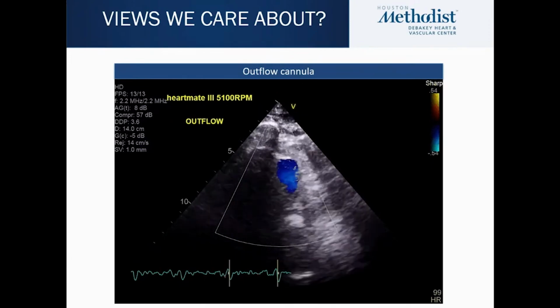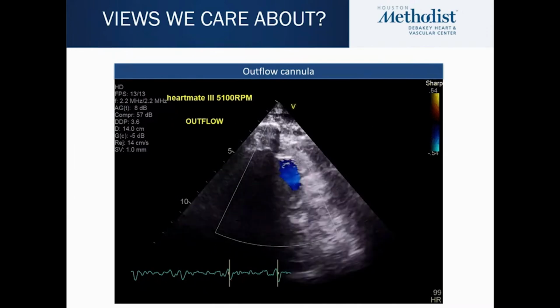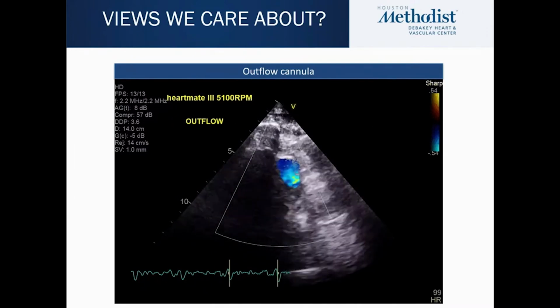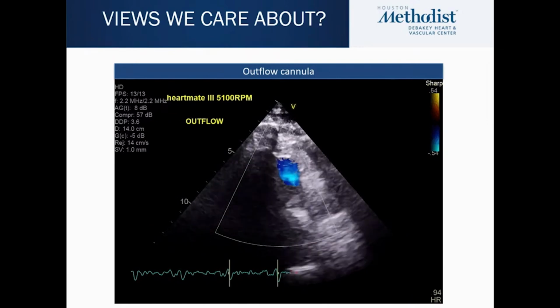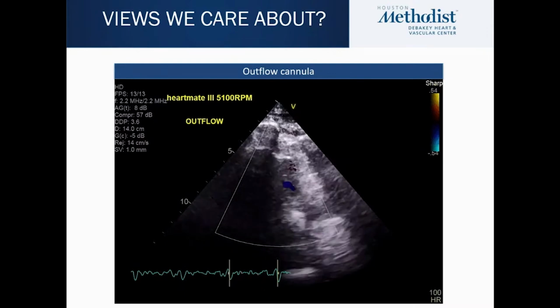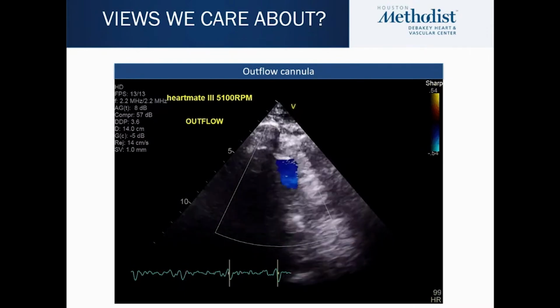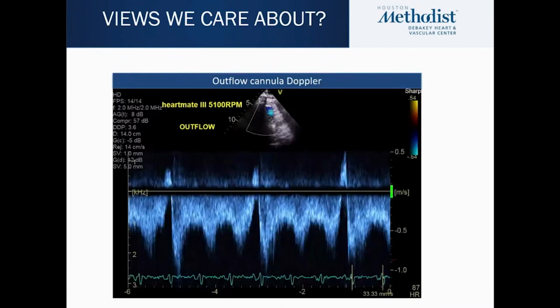and see if we can do what we now call the S to D ratio to demonstrate the severity of aortic regurgitation. I'm going to talk about that a little bit later. But again, same issue: if the alignment is not proper and you cannot properly see the outflow cannula, then this information can be useless.